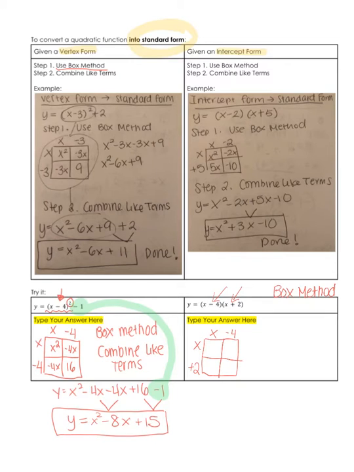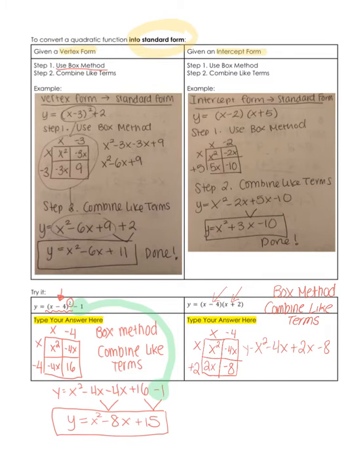Okay, so let's multiply them out. x times x, x squared, negative 4 times x, negative 4x, 2 times x, 2x, negative 4 times 2, negative 8. So now we want to combine like terms again. So let's write everything inside the box out. x squared minus 4x plus 2x minus 8.